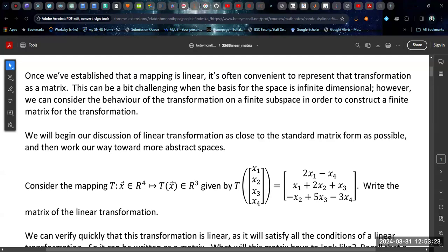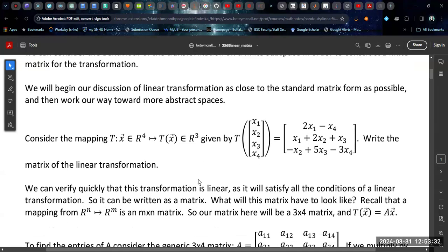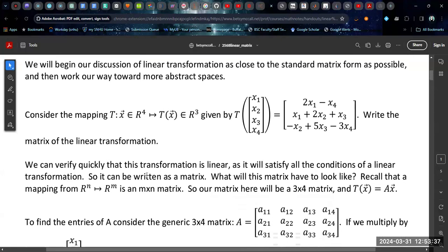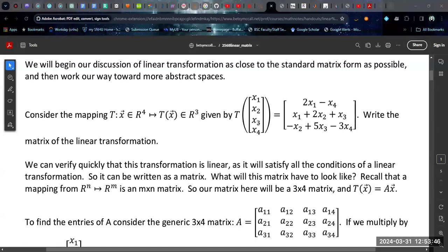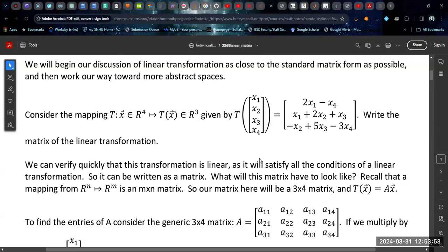So we're going to begin by looking at the standard matrix for a transformation given a stated linear transformation in sort of mapping form. So here we have the mapping T, which maps a vector in R4 into another vector in R3, and it is given by this notation. So T applied to x1, x2, x3, x4 becomes this vector. How do we write the matrix of this linear transformation?